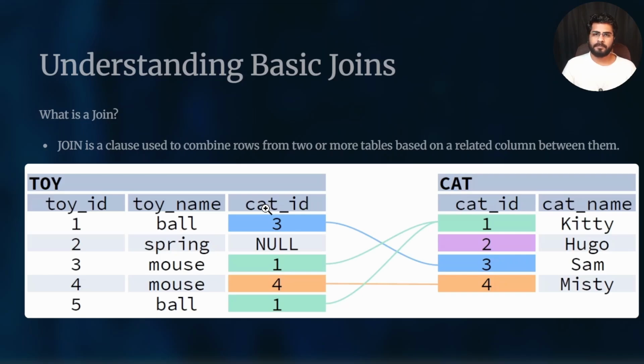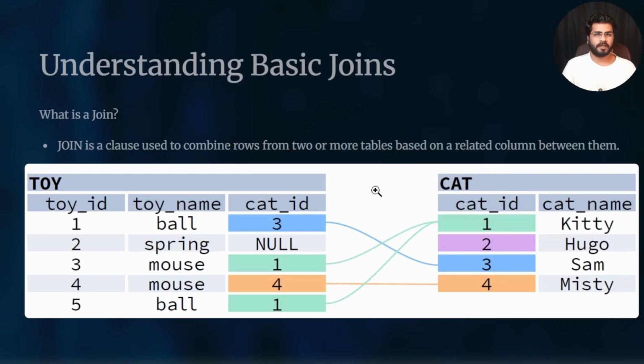But what is a primary key and a foreign key? A primary key is a column or a combination of columns that uniquely identify rows in the table. In our case, the toy ID is the primary key in the toy table and the cat ID is the primary key in the cat table.